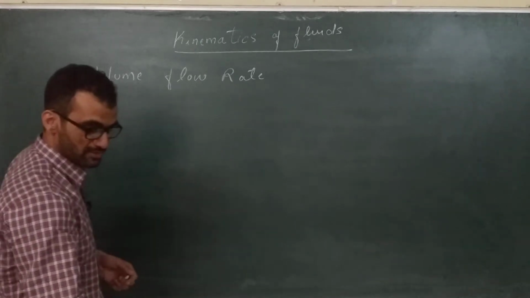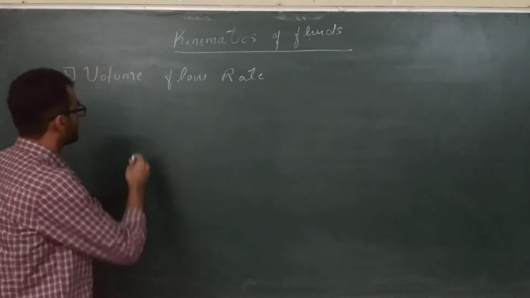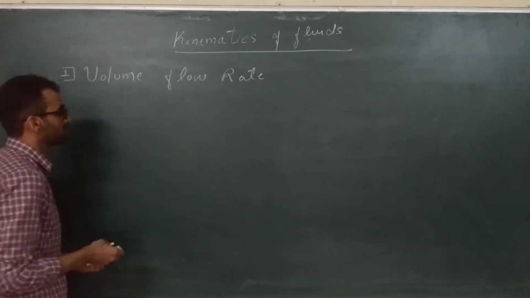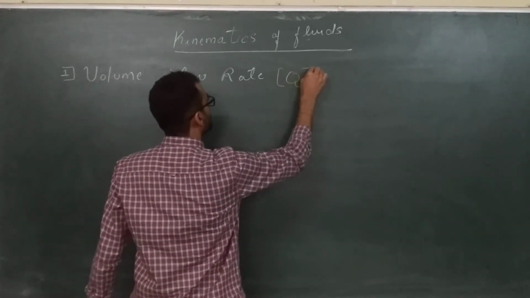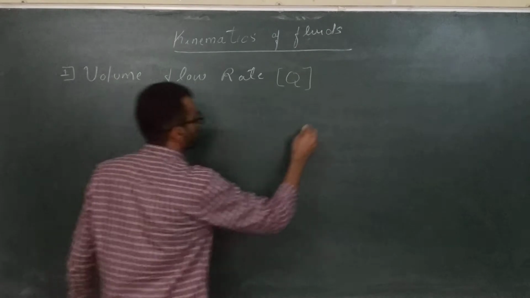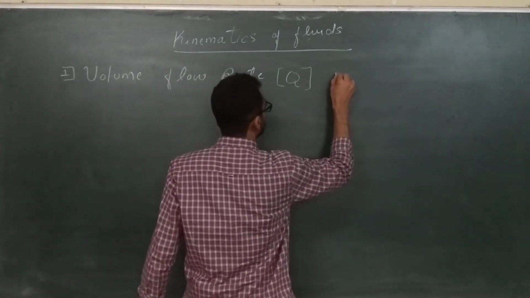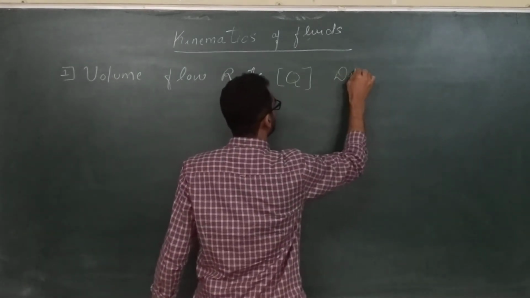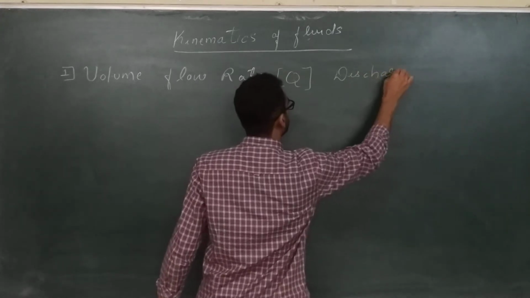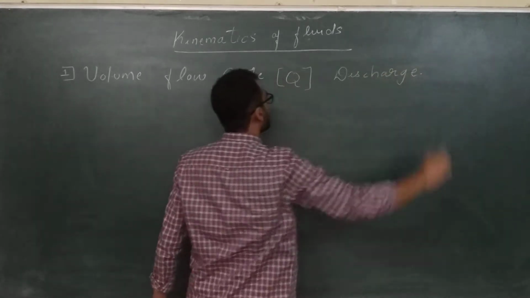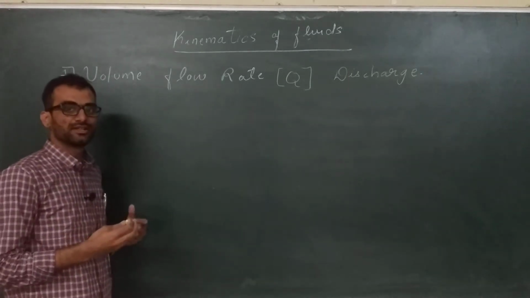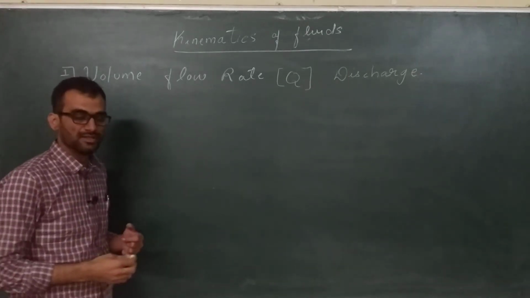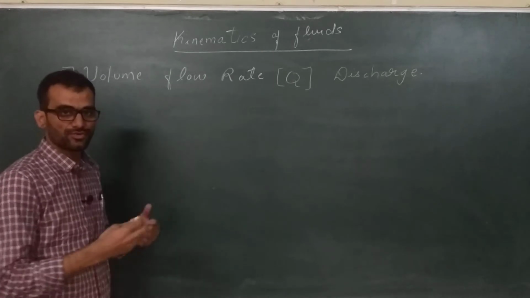Now, volume flow rate or discharge is a very important quantity in fluid mechanics. Volume flow rate is represented by the symbol Q. It is also known as the flow discharge, or simply discharge. Discharge means how much volume of fluid is flowing in unit time in any fluid flow problem.